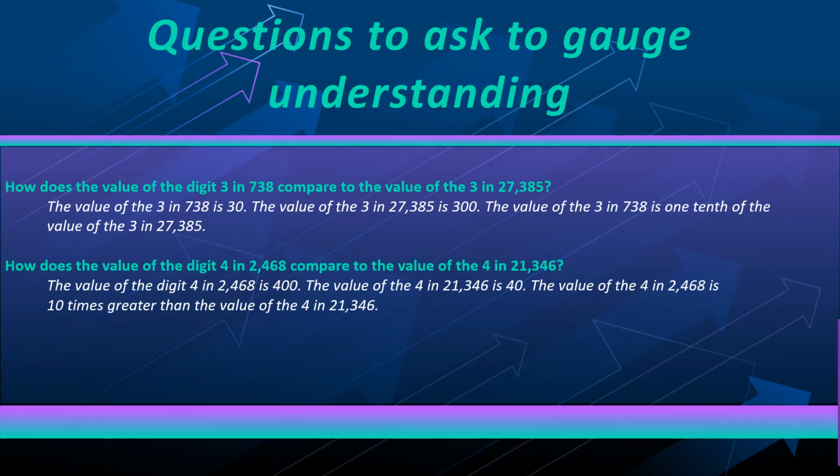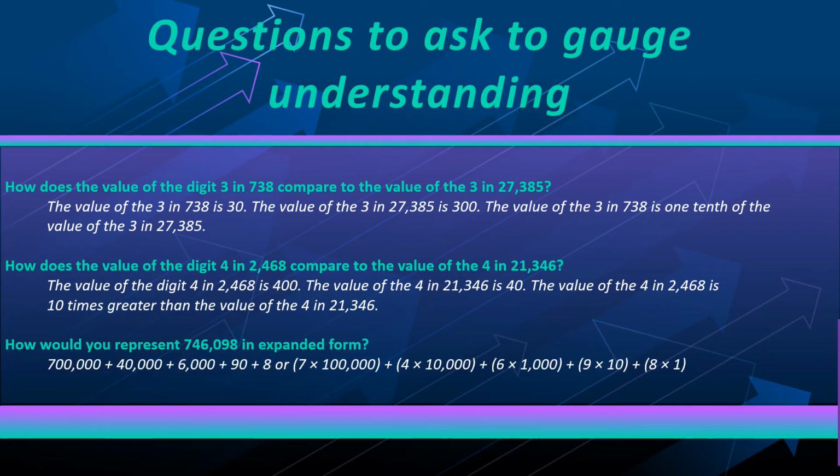27,385. Another sample question, similar, but now we're looking at the value of the 4 in 2,468 is 10 times greater than the value of the 4 in 21,346. You also want to look at how would you represent 746,098 in expanded form. You could also ask standard and word form, but this example has expanded form. And really you're looking that kids can actually represent that number using those place values of each digit.